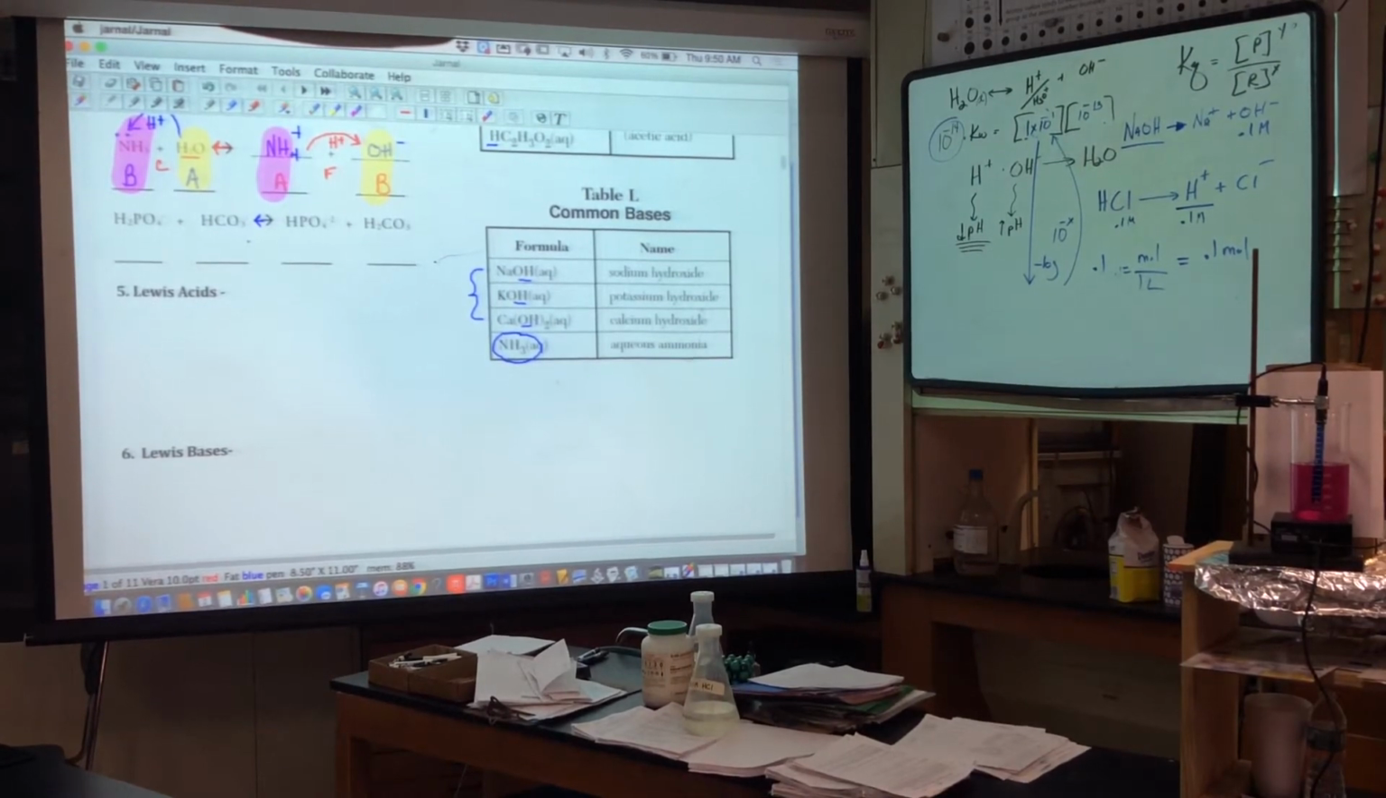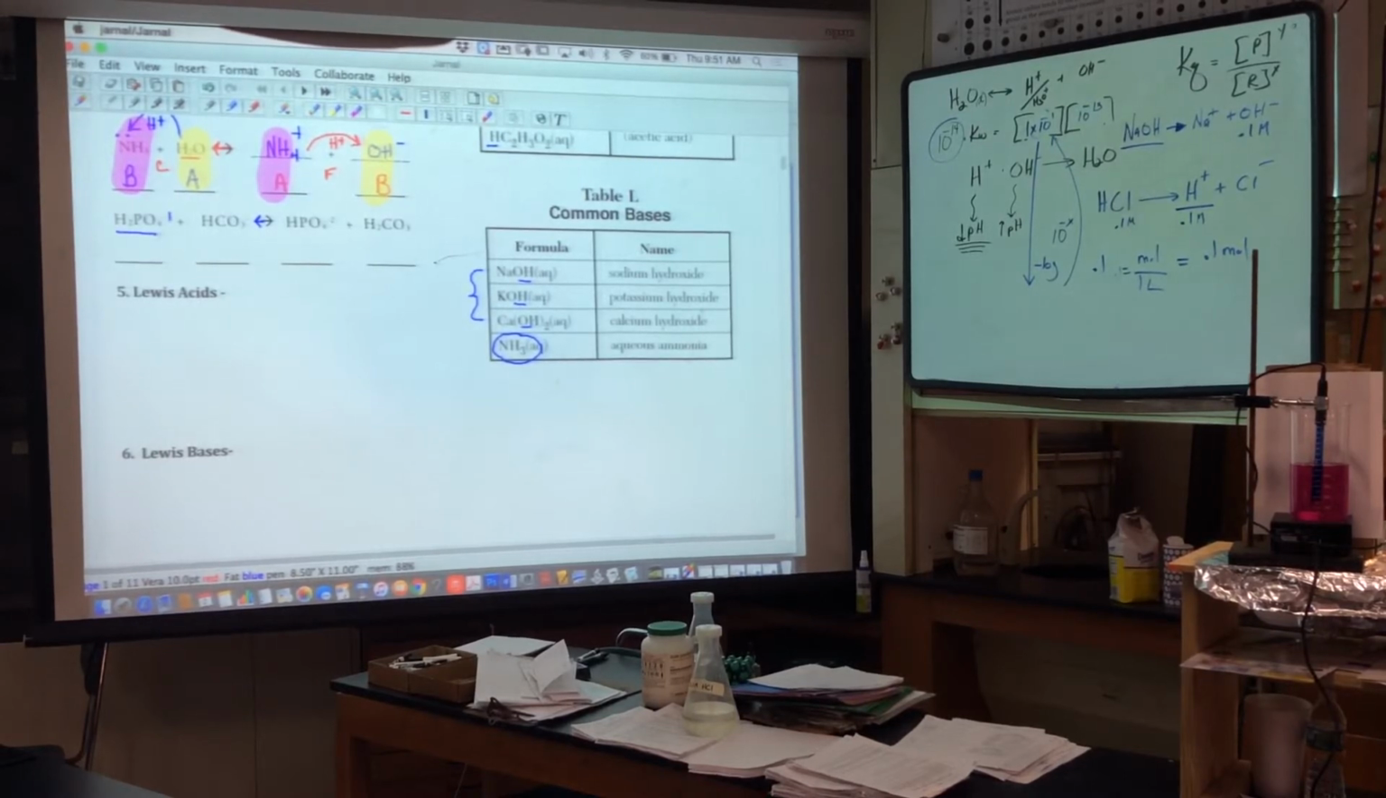Again, best way to do this is see what it becomes when you go from left to right. That gives you a clue if it, what? Donated or accepted. This is in the Bronsted Lowry definition. And honestly, if you find one, the others have to follow. For instance, I'm looking at H2PO4 -1.